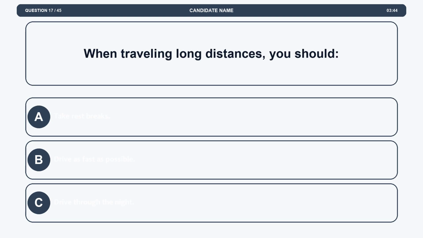Question 17. When traveling long distances, you should. Option A. Take rest breaks. Option B. Drive as fast as possible. Option C. Drive through the night.